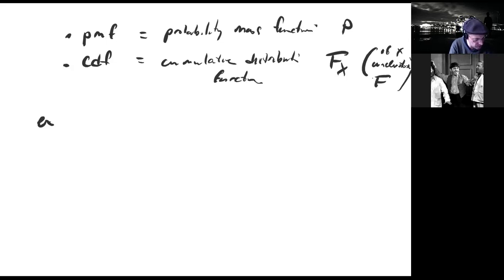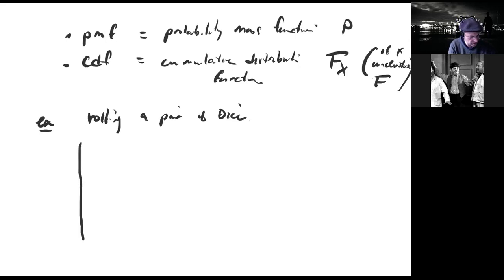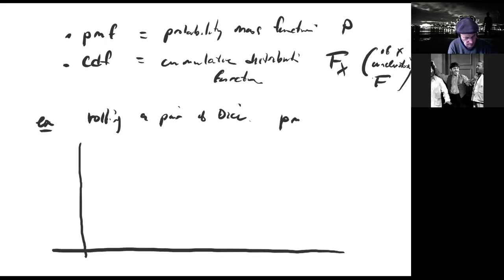So for example, for rolling a pair of dice, we can graph this function, the PMF, the probability mass function of rolling a pair of dice. Now, when you roll a pair of dice, you can get 2, you can get 3, 4, 5, 6, 7, 8, 9, 10, 11, 12.